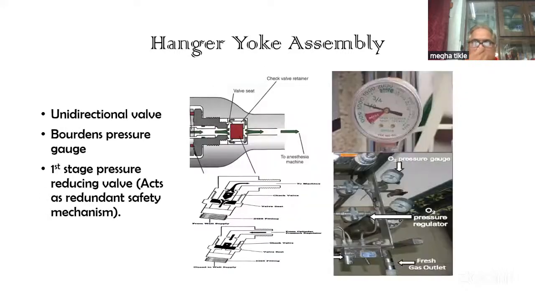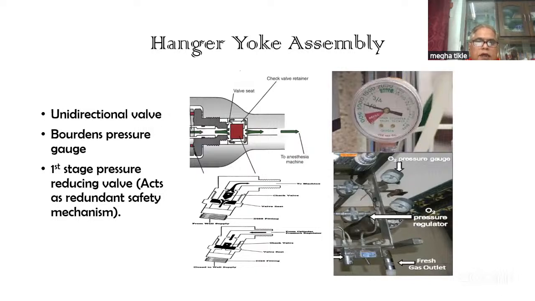This is how a unidirectional check valve usually works. As soon as you open the cylinder, the gas at a high pressure will displace the diaphragm and let the gas into the anesthesia machine. Or if the cylinder becomes empty and there is an alternate source, the pressure in the pipeline will shift the diaphragm down and stop gas from flowing into the cylinder.